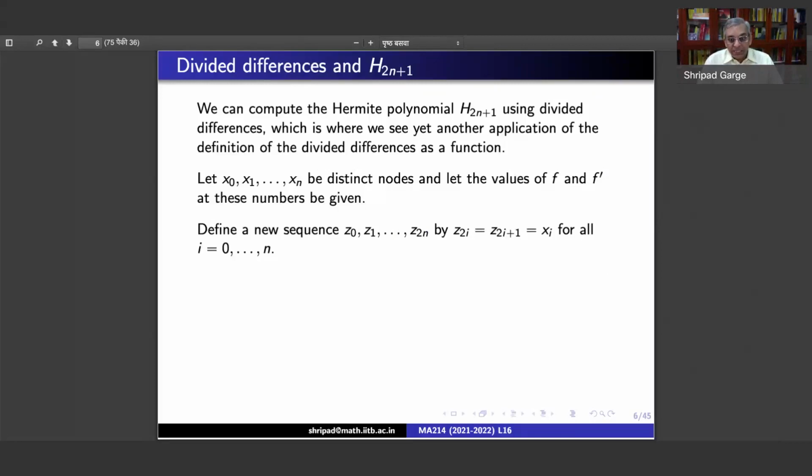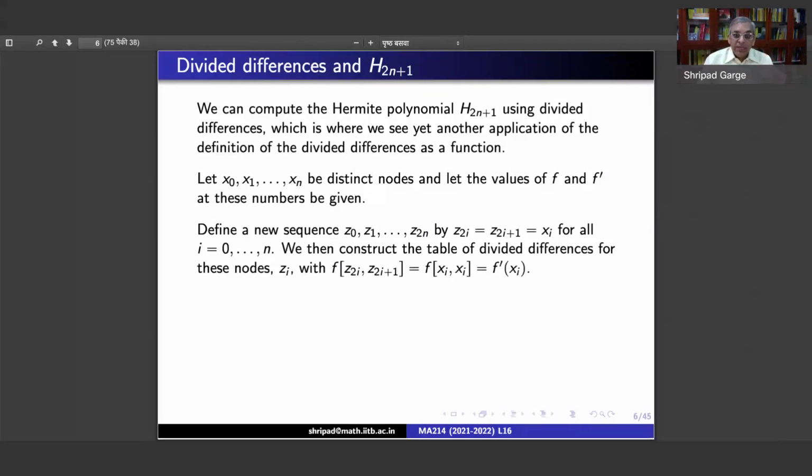of divided differences. But we have to be careful because whenever we have xi, xi and f(xi), f(xi), the next divided difference will be the derivative. So the divided difference of z_2i, z_2i+1, which is the divided difference of xi comma xi, that will have to be f prime xi. This is our definition of the divided difference, as when there are repetitions of the values.